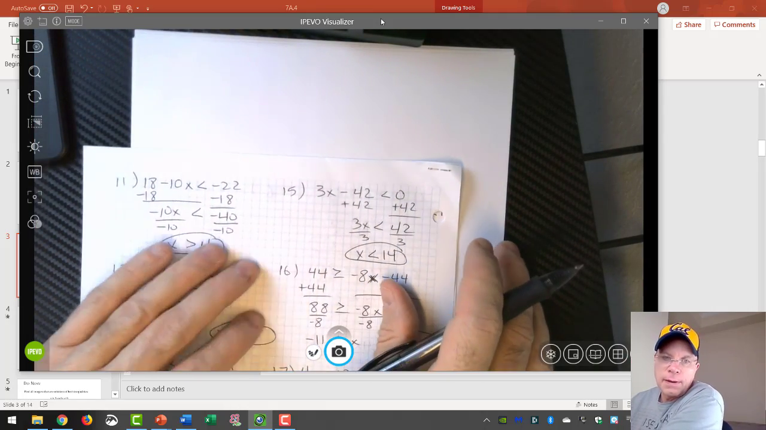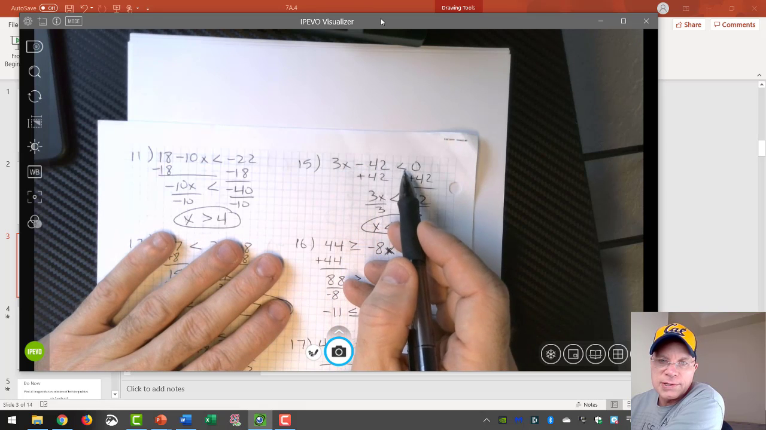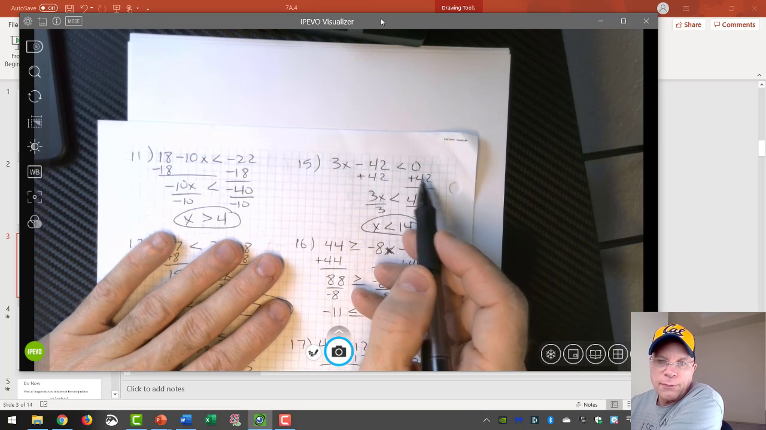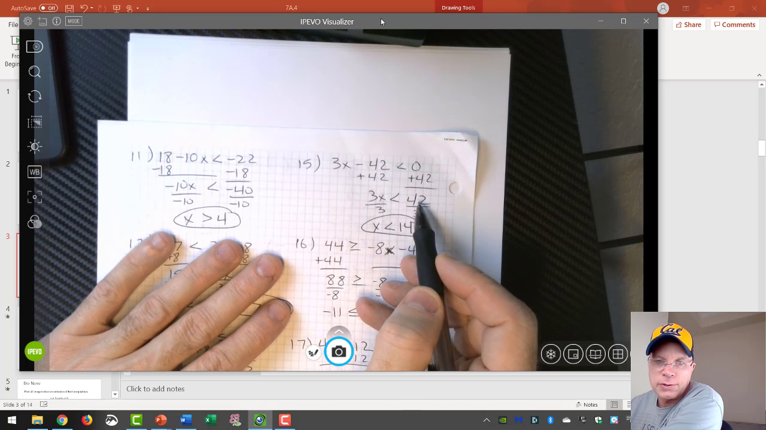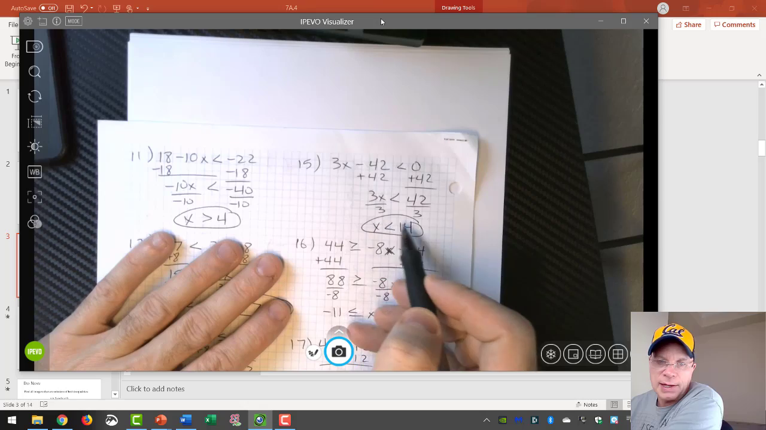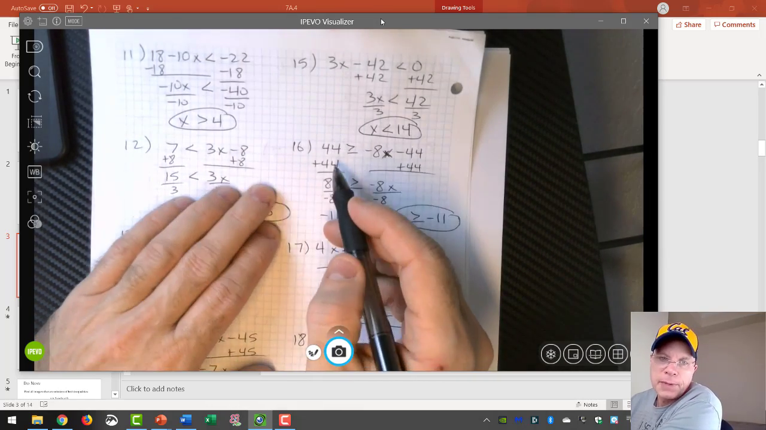15. 3x minus 42 is less than 0. Add 42 to both sides. You get 3x is less than positive 42. Divide both sides by 3. X is less than 14. That one was pretty straightforward.